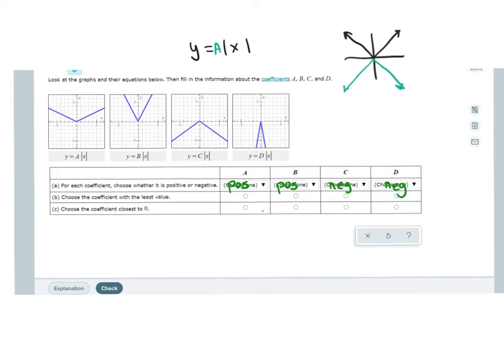And that's true of anything. If it's a parabola and it normally opens up and it's flipped, then it's negative. Or if it's a square root that goes off to one side, if it's flipped, then it is negative.